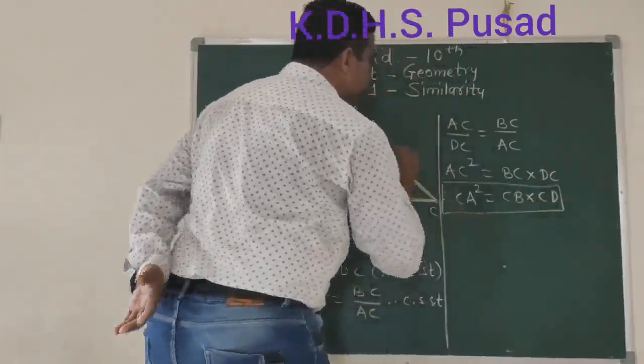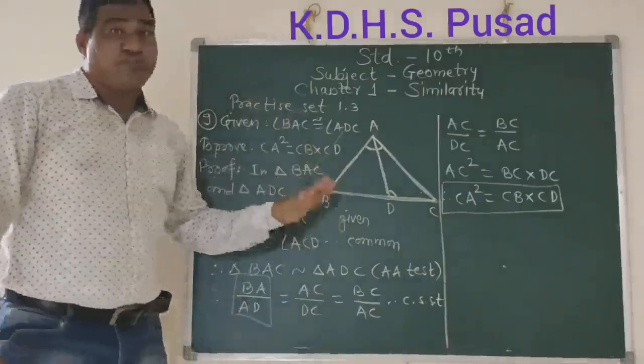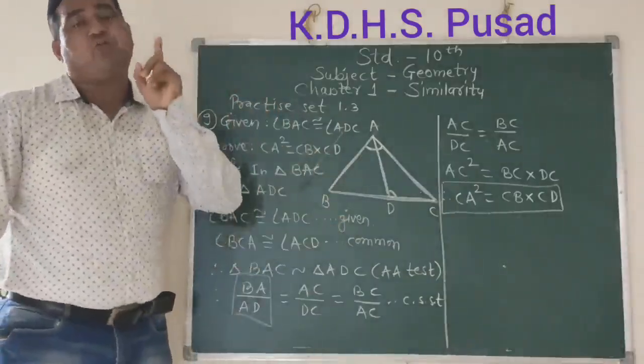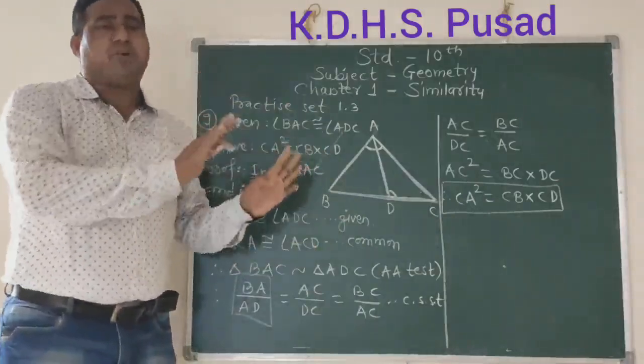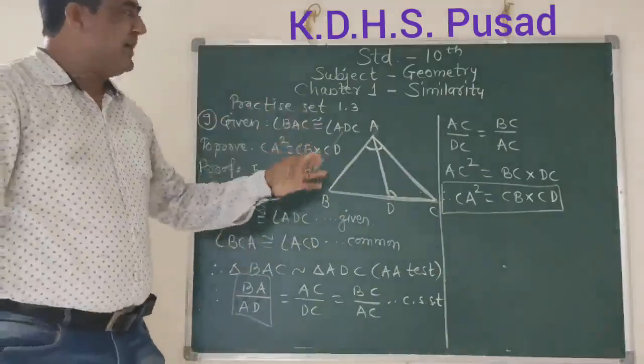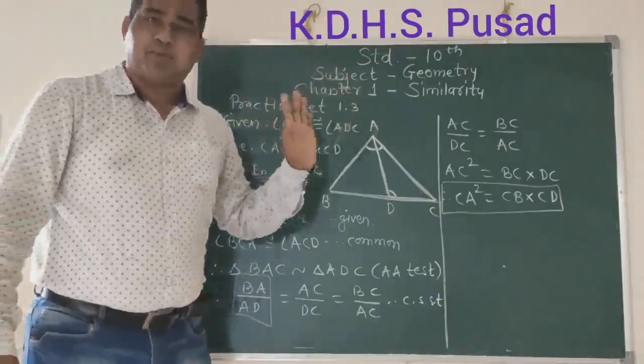And here we stop. Whatever remaining questions from 1.3, you have to practice as homework. Okay? All in the same logic. Same logic you have to use: two similar triangles, and use that corresponding sides are in proportion. Okay?